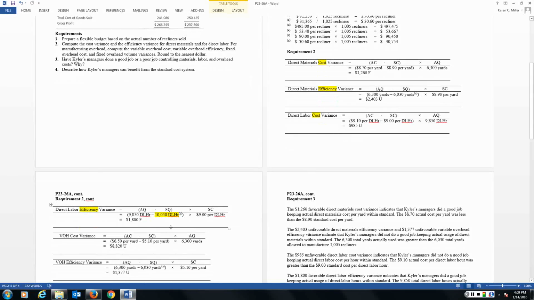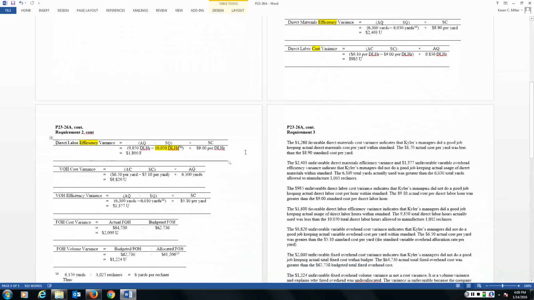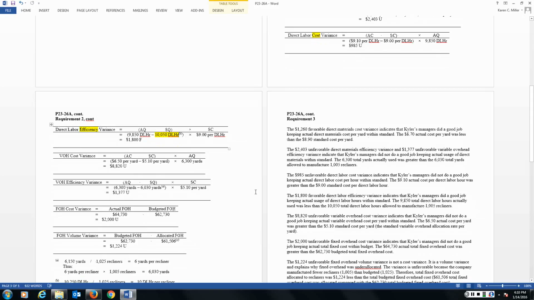All right, so the final requirement is going to ask us to come up with an analysis of some of this, and I will post this response over here so you can see some of these. But before we look at those responses, I know I told you I would not hold you responsible for calculating overhead variances, but I do want you to see what they were.